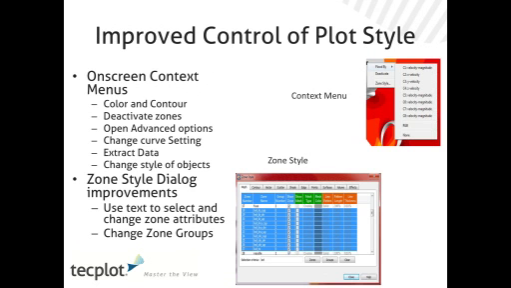The key things we've focused on thus far have been around plot style improvements. We're not going to go through this in great detail, as we've had a couple of webinars about this and will likely have another. We've implemented context menus for very quick changes of style. We've changed the way you do curve fitting, extracting data, and changing style. This can all be done from a context menu, as well as changing how the zone styles dialog works, modernizing it, with the ability to select zones using text and zone groups. We won't talk about that in detail, but we do have webinars where that's been discussed.